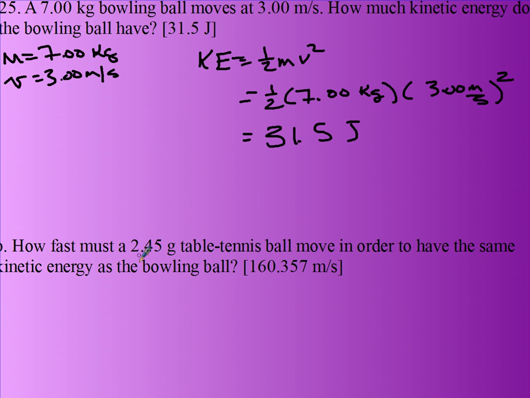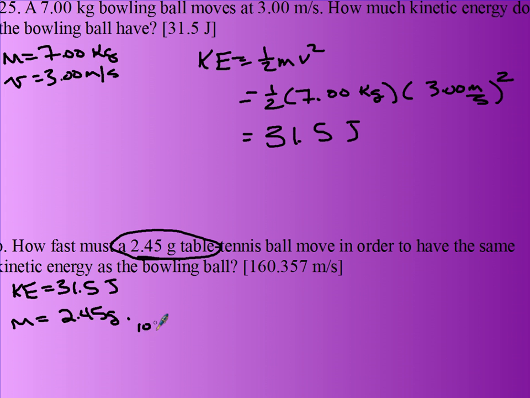Now, how fast does a 2.45 gram tennis ball have to move in order to have the same kinetic energy? So I want the kinetic energy of my tennis ball to be 31.5 joules. Now the mass of my tennis ball is 2.45 grams, but I need kilograms, remember? As long as it's in kilograms, I'm in good shape. So I know 1,000 grams is 1 kilogram, so this is 0.00245 kilograms.